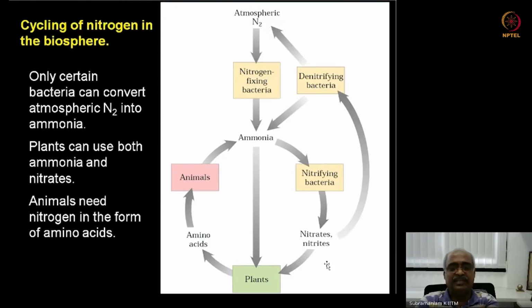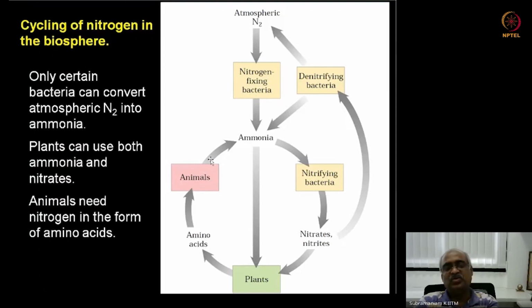And it doesn't end there. Some of the denitrifying bacteria convert these nitrates and nitrites into atmospheric nitrogen. Okay. So nitrifying means getting nitrogen into the biosystem, and denitrifying means returning it back to the atmosphere. So that is how you can remember these two. Otherwise, the main thing you need to remember is atmospheric nitrogen becomes ammonia by the bacteria on the root nodules of plants, and that is how it enters into the biosystem.